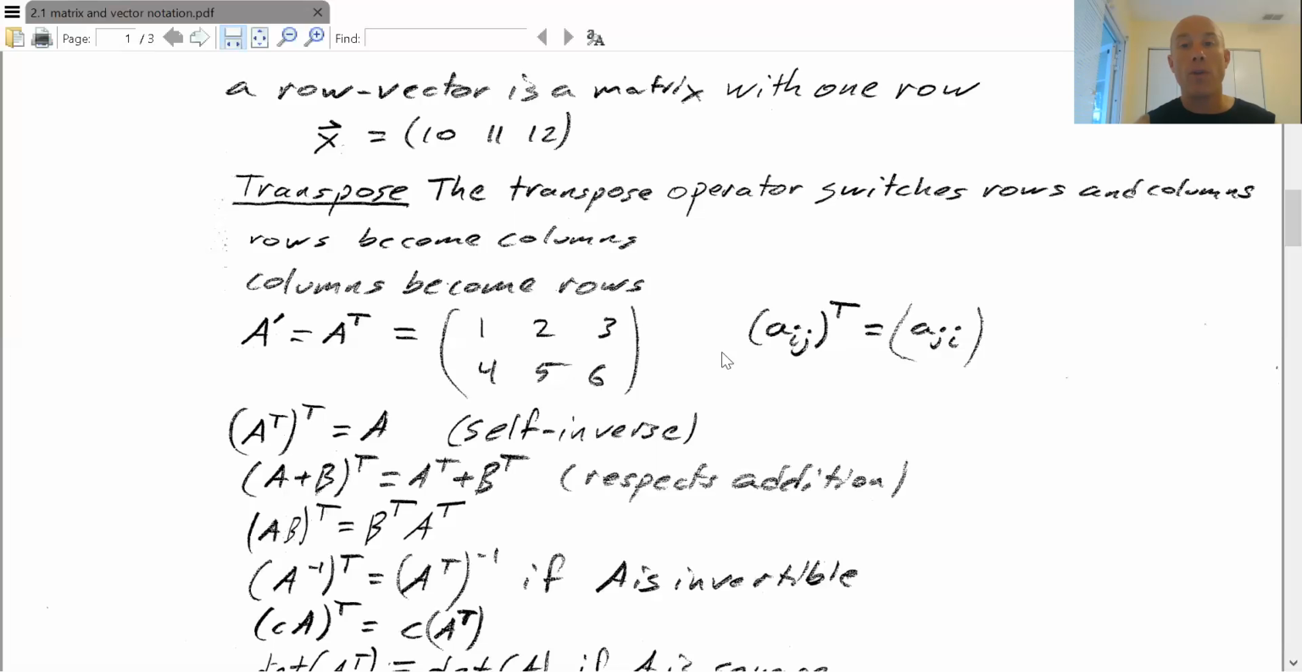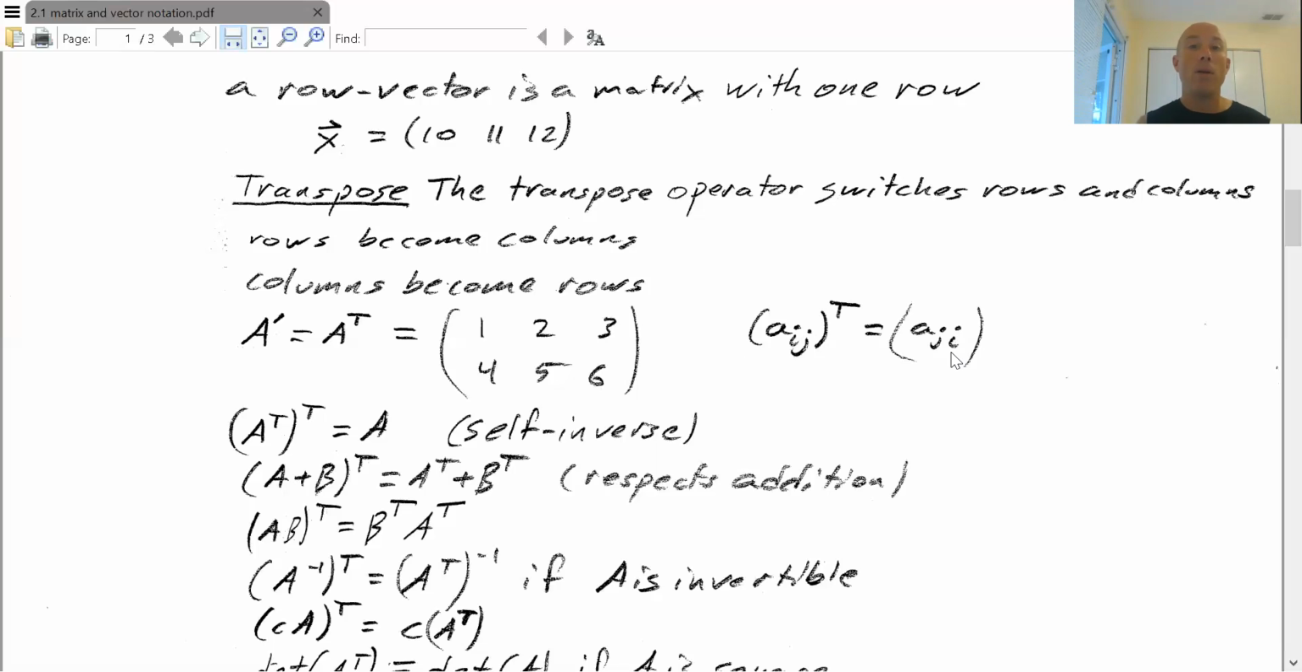Now, another way to represent this. Remember I said rows become columns, columns become rows. The transpose operator, and we can think of this as a function, takes the rows and makes them into columns, makes the columns into rows. So the subscript ij becomes ji. It just switches. Rows become columns, columns become rows.